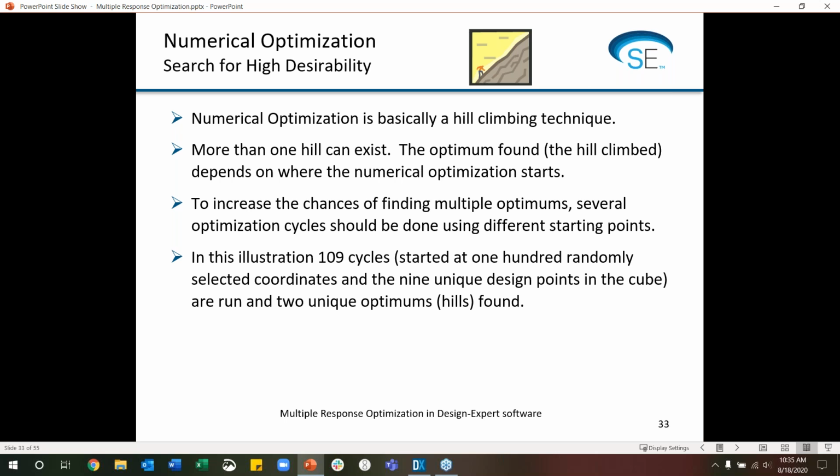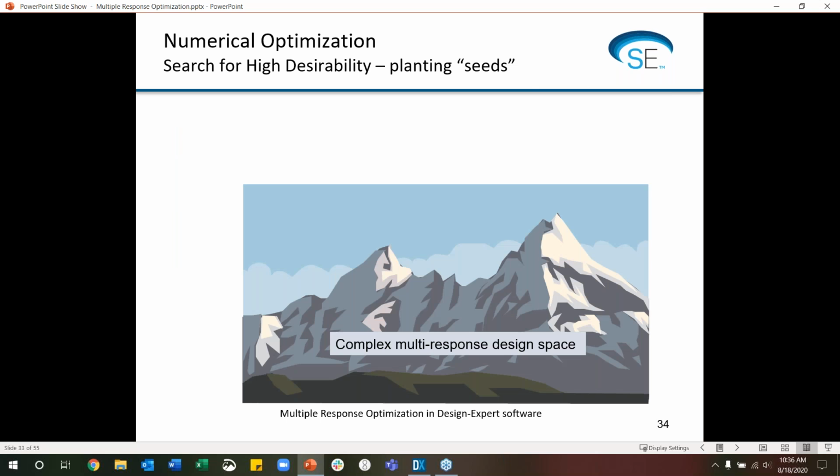Now, if you were to take this same data file, you would have the same 9 unique starting points, but your 100 coordinates are randomly selected. So your starting points, every time you run this, are going to be slightly different. The design points remain the same, but the random extra ones are going to be different.